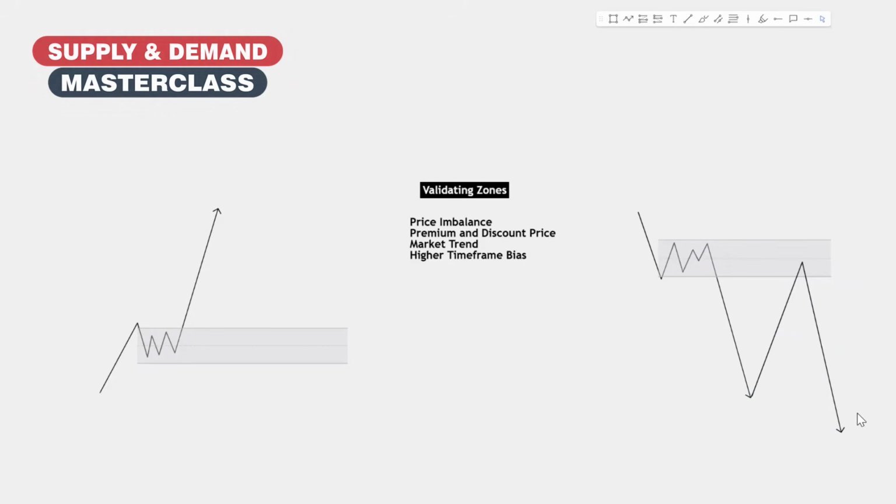Now, another important thing that can influence the validation of your supply and demand zone is your market trend. The trend is actually your friend until it ends. Knowing the directional bias, knowing the trend of the market, is very, very important. You're not going to tell me that if price is bullish, you'll be looking to trade from the supply level. No, you look to trade from the demand once price is bullish. And this is exactly what I mean.